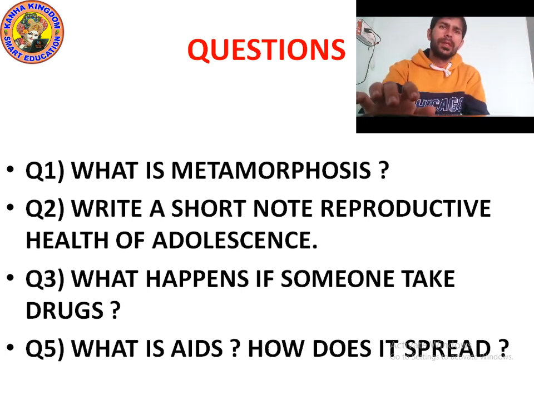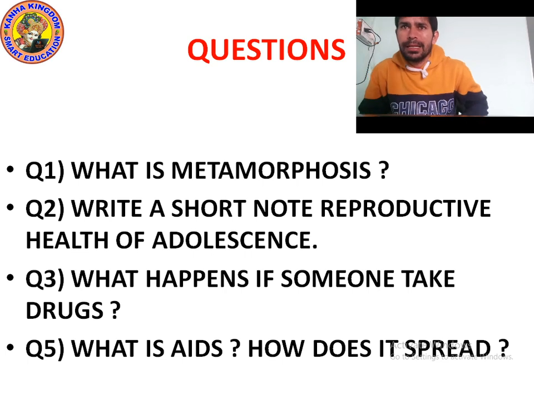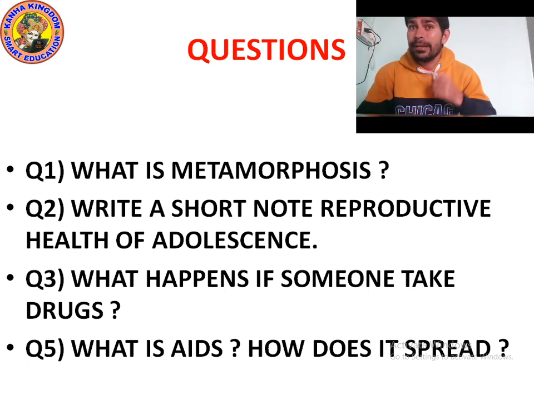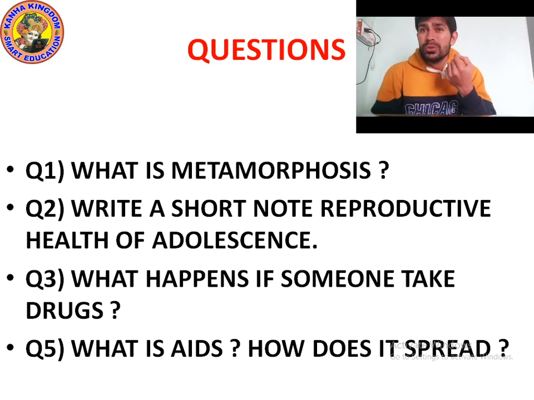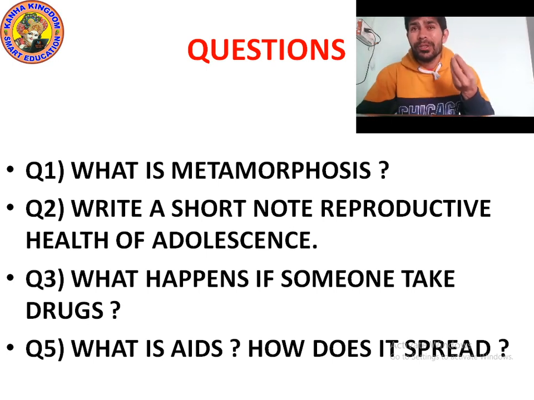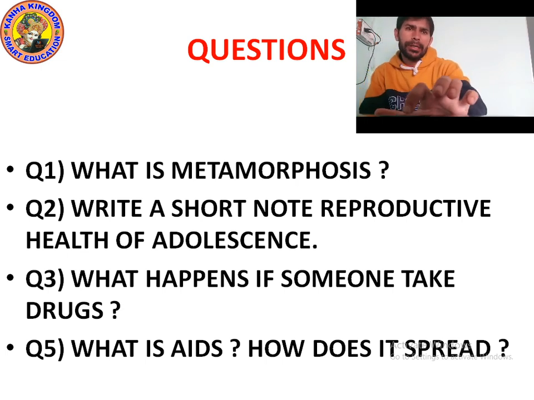Question number 2: write a short note on the reproductive health of adolescents. Health is a very important thing. Adolescents should take care of their health. The physical and mental well-being of an individual is regarded as the individual's health. To keep the body healthy, every human being needs to have a balanced diet. The person must also observe personal hygiene and undertake adequate physical exercise. This is essential for the growth of the body.